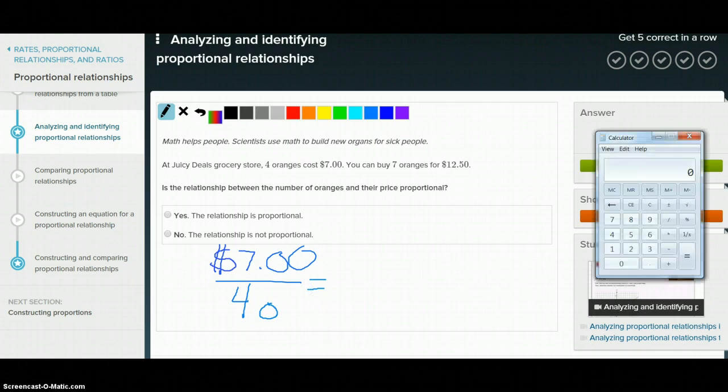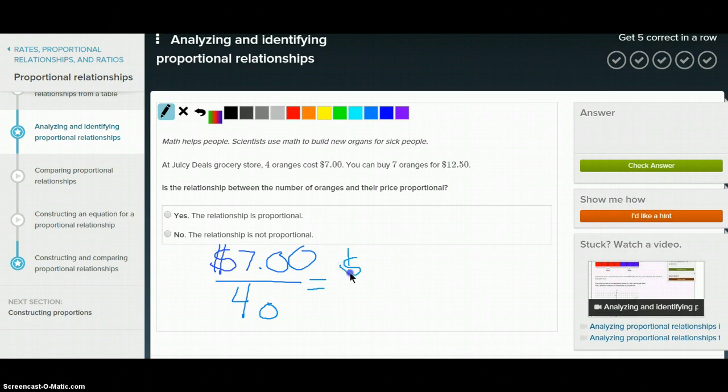Okay, so let's pull out our calculator. And 7 divided by 4 is 1.75. So it's $1.75 per orange.